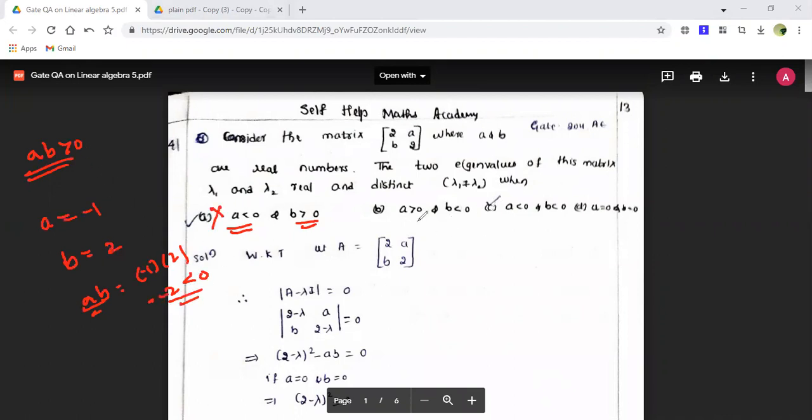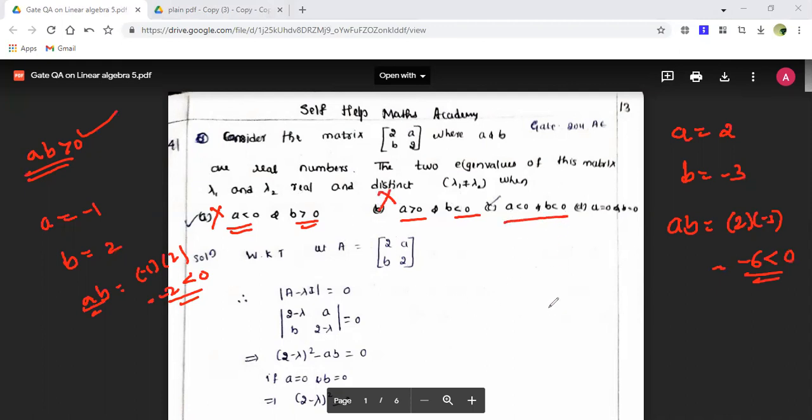What if I take A greater than 0 and B less than 0? If we take A is equal to 2 and B is equal to -3, what will your AB be? It is 2 into -3, that is -6, which is again less than 0. But I am in need of greater than 0. Again, this option B also will not work.